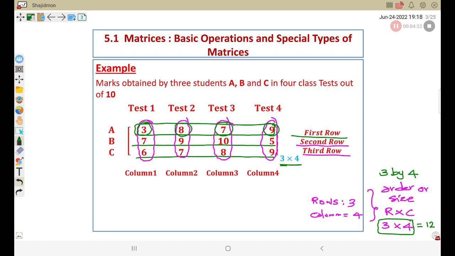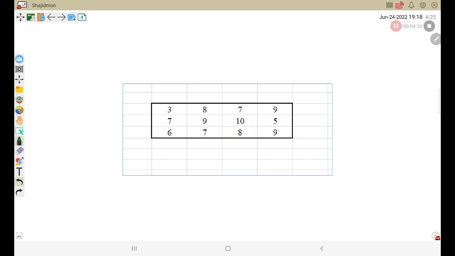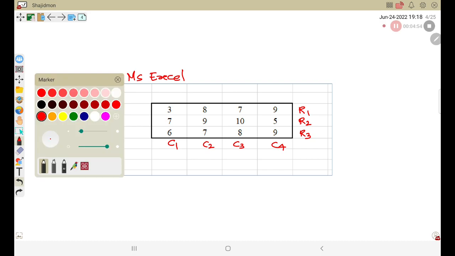So this is the simple way to understand a matrix. A matrix means numbers arranged in a rectangular pattern, row wise and column wise. It is almost the same as a Microsoft Excel sheet, correct? In MS Excel, we represent data row wise and column wise: this is the first row, row number 2 and row number 3, and in the same way column number 1, column number 2, column number 3 and column number 4.